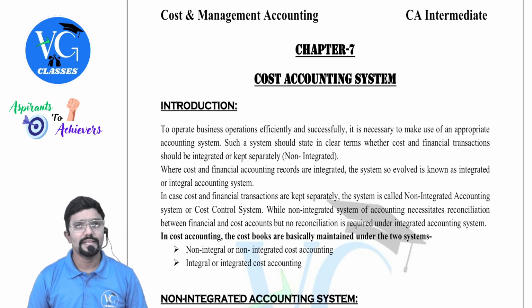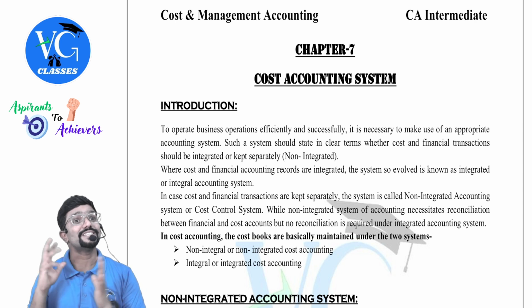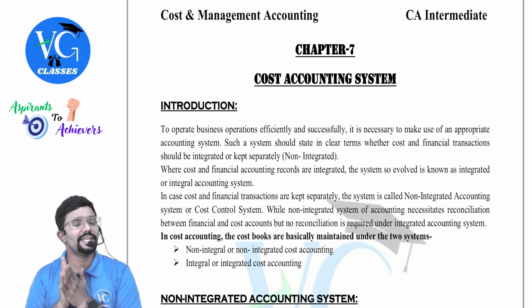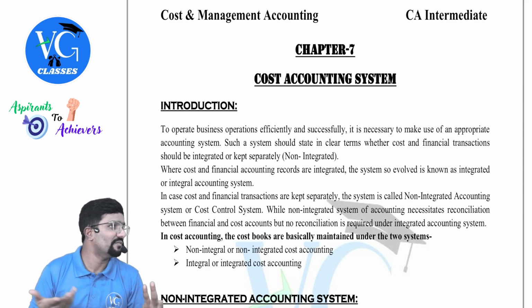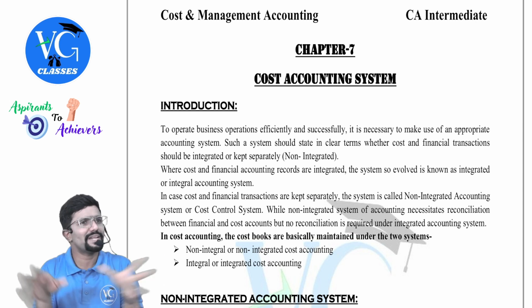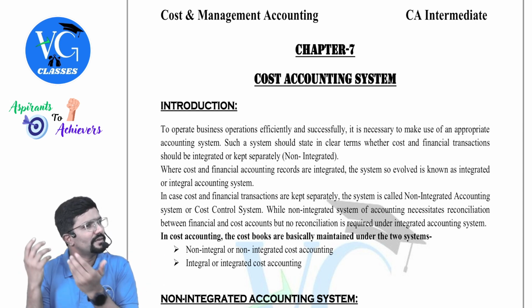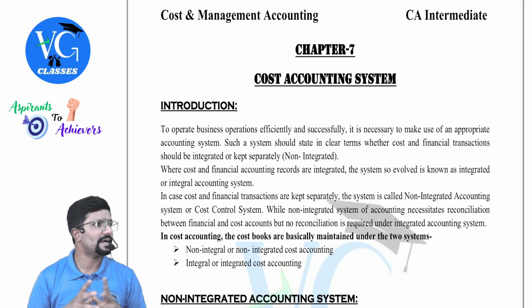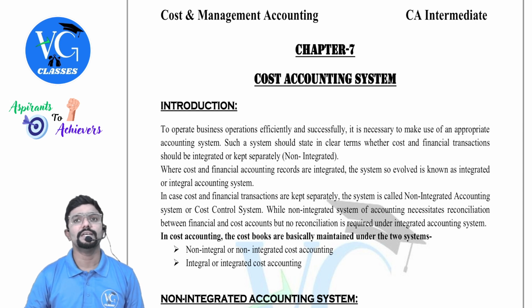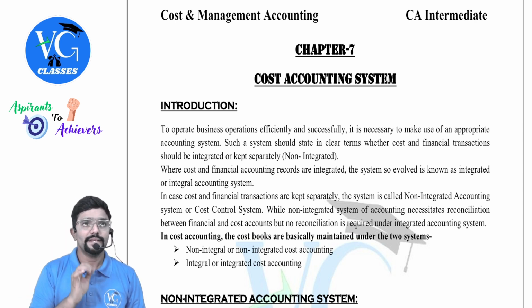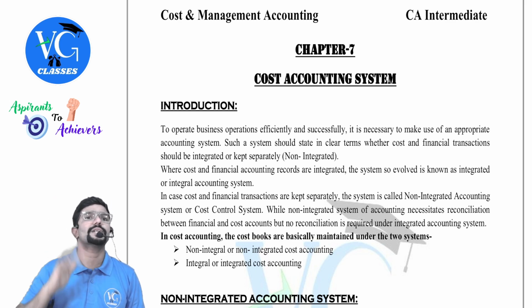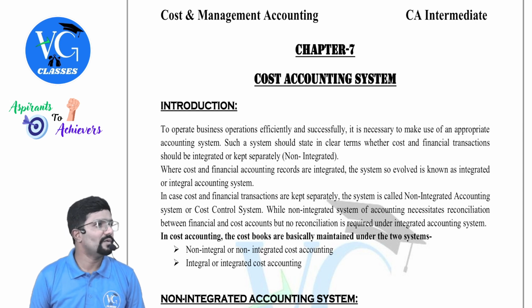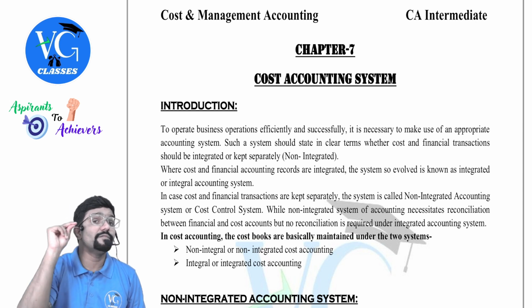Is that clear? Yes. All this I will repeat when I go to the third part, reconciliation, because when we learn reconciliation, first we should understand why we are doing it and what the reason for it is. Whatever I just explained are the reasons we will see again. So in the first part, under non-integrated, in cost books, what journal entries will we pass and what ledger accounts will we prepare? Under non-integrated, in which books?